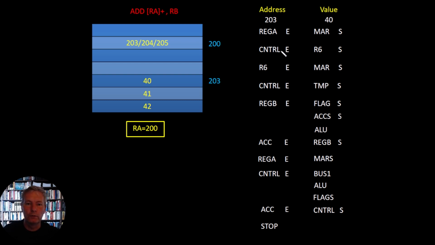So now we've got the value 203 sitting in register R6. What we want to do now is actually go down to memory location 203. So we can enable that value 203 onto the bus. Now we've got 203 sitting on the bus and we want to point to that memory location. To point to the memory location, we set the memory address register. So now we're not pointing at 200, we're pointing at 203.